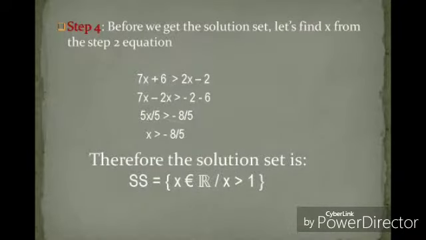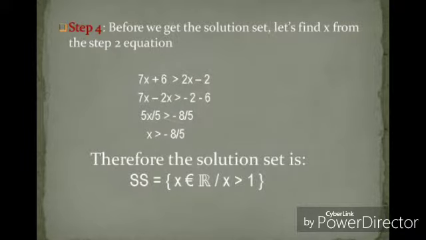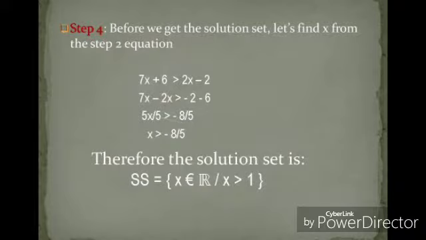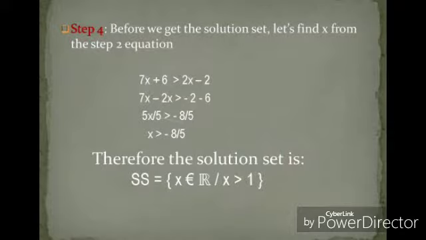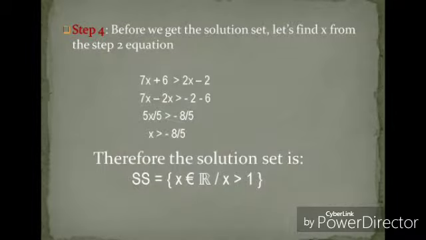Step 4. Before we get the solution set, let's find x from the step 2 equation. 7x plus 6 is greater than 2x minus 2. In the second step, we group the like variables. On the left side, we take first 7x, which remains positive 7x, and then negative 2x. Why negative 2x? Because 2x was on the right side, and when moved to the left side it becomes negative 2x. So it will be 7x minus 2x. The inequality sign stays greater than.